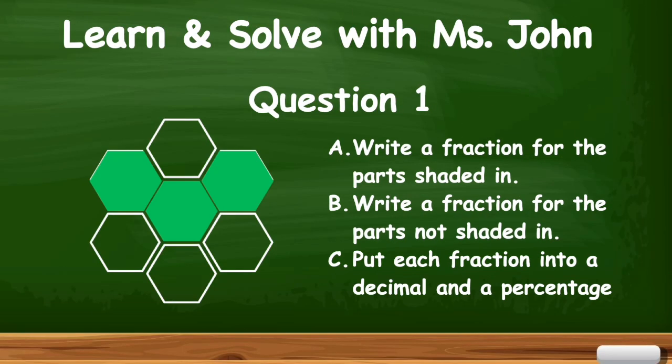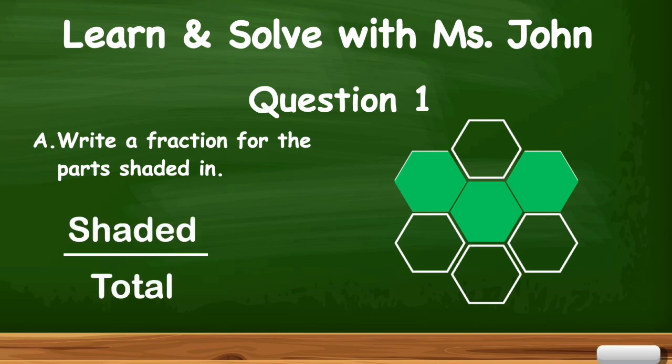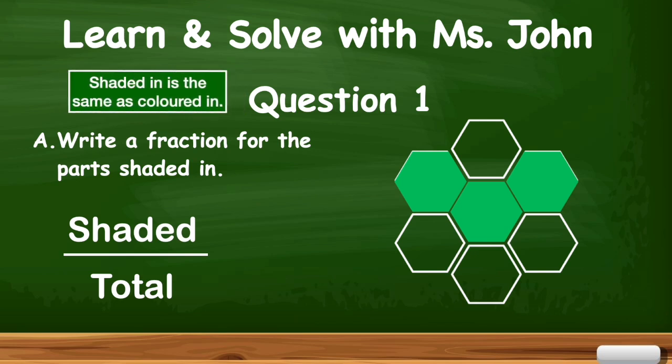Question number 1. We're going to use this image to answer this 3-part question. We're going to write a fraction for the parts shaded in. But first, let's make an equation. So we're first going to find the total, then we're going to find the number of parts in the image shaded in. And just in case, shaded in is the same as colored in.